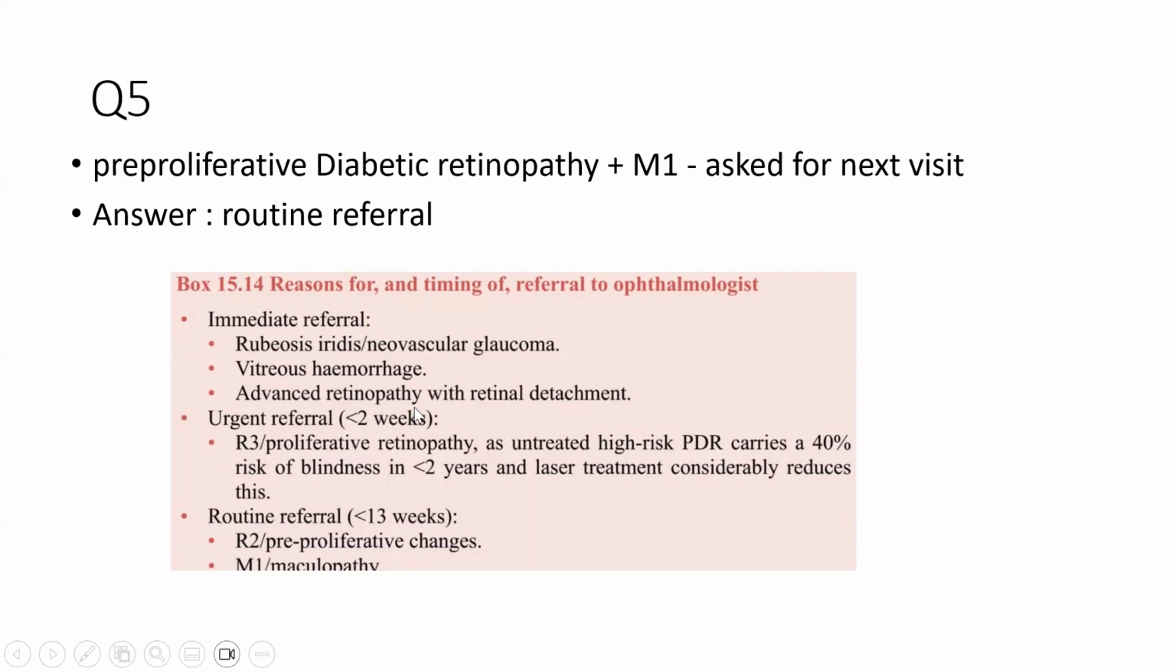Urgent referral, which is less than 2 weeks, we need to do for R3 proliferative retinopathy, as untreated PDR carries a risk of almost 40% in less than 2 years for blindness, and laser treatment will considerably reduce this risk. Routine referral, which is less than 13 weeks, approximately 3 months, is R2, the pre-proliferative changes, as our exam question patient, and M1, which is referable maculopathy.